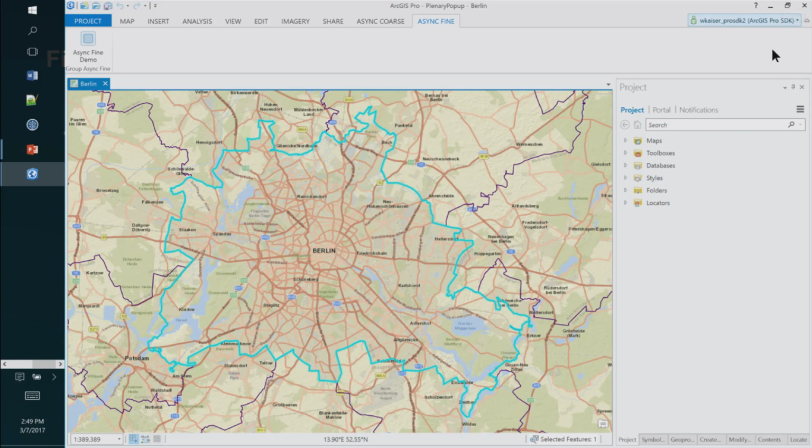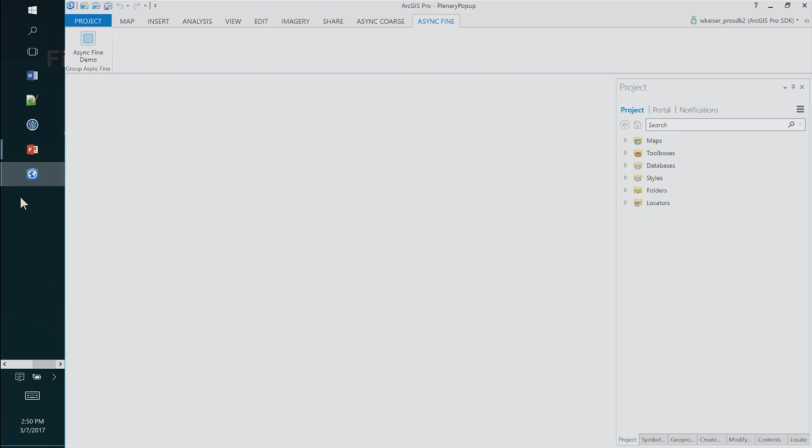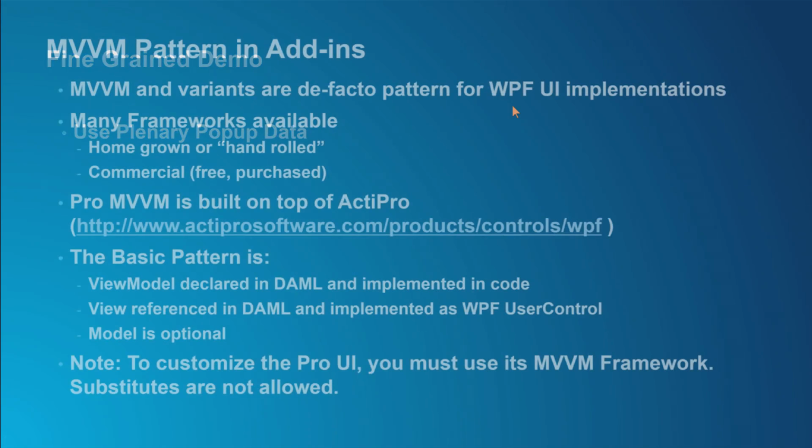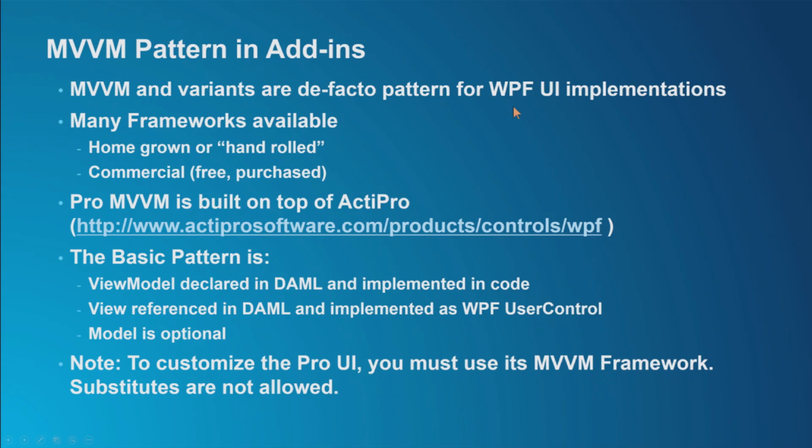Okay, so far so good. Let me close this. We're not going to need this anymore. Back to the slides. So now, before we go into the UI design, let's talk a little bit about the MVVM pattern in add-ins. MVVM stands for Model View ViewModel, and variants of the same pattern are the de facto pattern for WPF, yet another acronym. It's Windows Presentation Foundation. It's the user interface framework that Microsoft uses in .NET now. So MVVM is the de facto pattern for this.